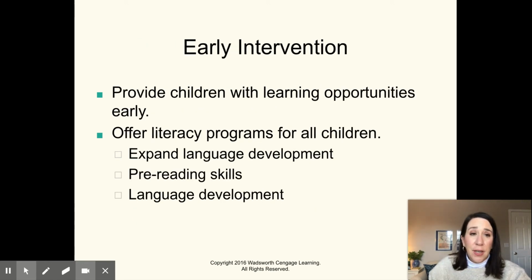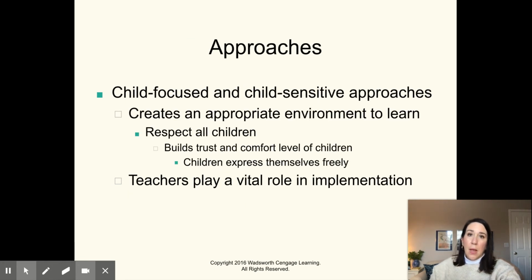Early intervention is programs that can help children have learning opportunities early and also target specific areas where they need special help with development, right? So here they're talking about early intervention really being giving children opportunities to learn, having literacy programs for all children, helping them expand their language development, pre-reading skills, etc.